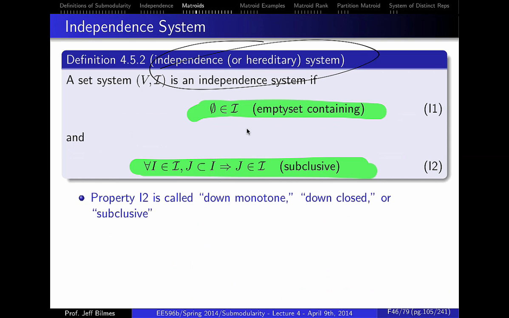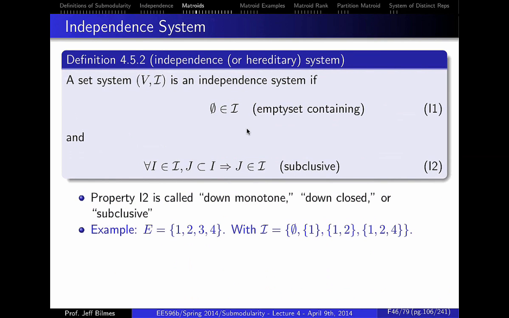The reason it's called an independent system is because anytime you've got an independent set, any subset of an independent set should be independent. Independence seems like it should be a property of hereditariness. It's true of random variables. It's true of vectors, and anything that satisfies this is going to be an independent system. These are the terms that we use for it: down monotone, down closed, or subclusive. Although subclusive isn't used very much, I think it's time to revive that term. It's a nice term.